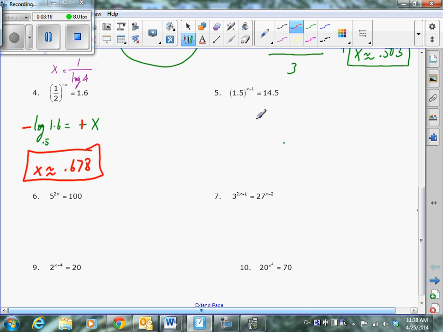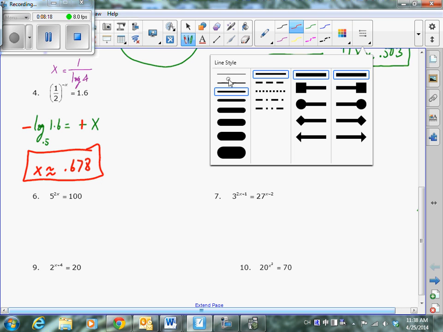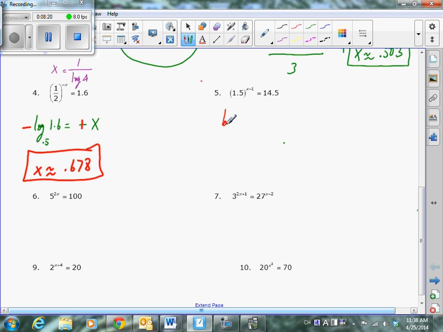On problem number 5, once again, is straightforward. So I will do log base what? 1.5 of 14.5 is equal to x minus 1. All I got to do is get rid of this, but add 1 to this side, and I got my answer. Ooh, it's 7.595. I don't know what it is.